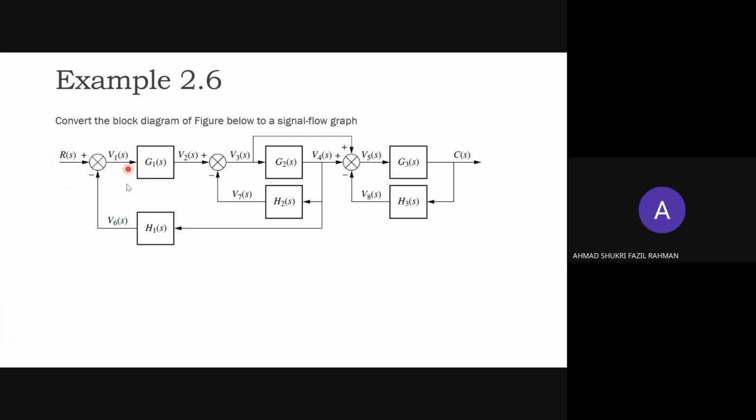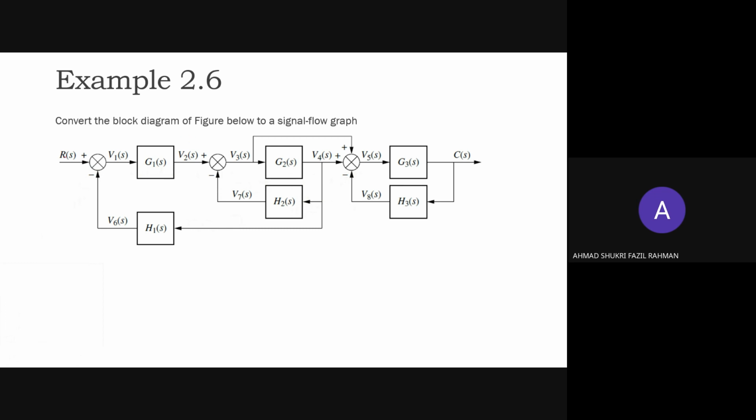We have 1, 2, 3, 4, 5, 6, 7, 8, 9, 10, up to 10 signals. And also we have G1, G2, G3, three subsystems, and then we also have H1, H2, H3, three feedbacks. So they total 6 subsystems, so we should have 6 branches.